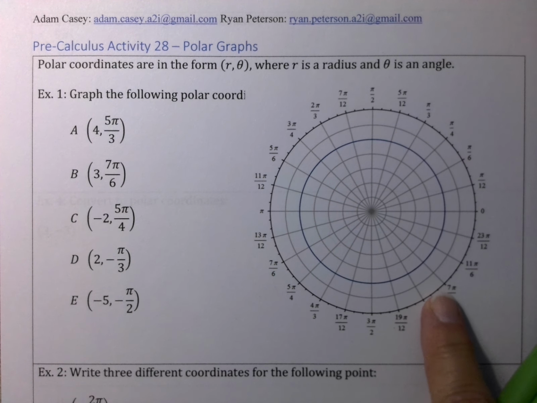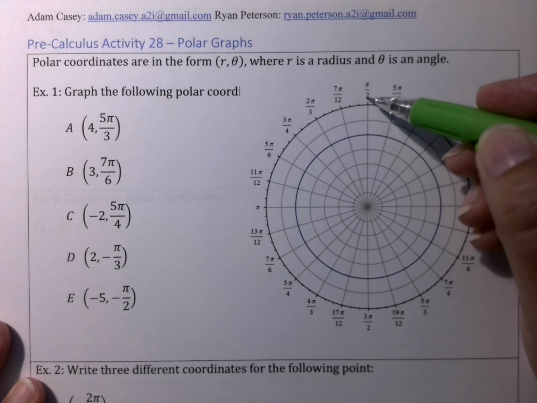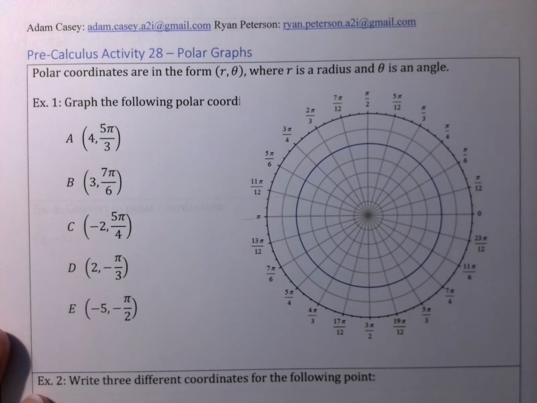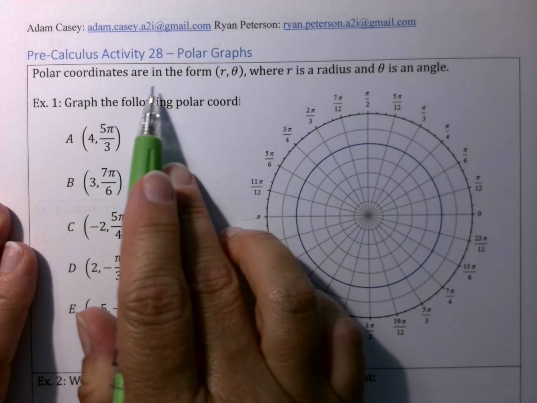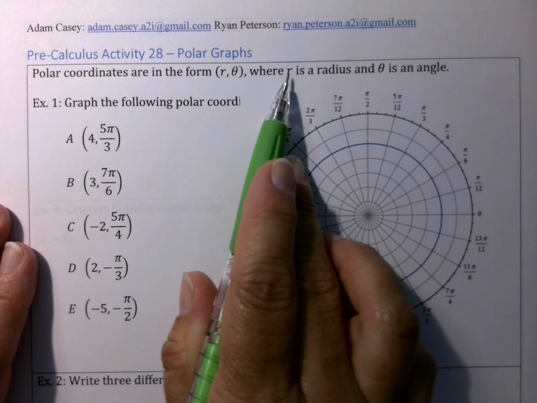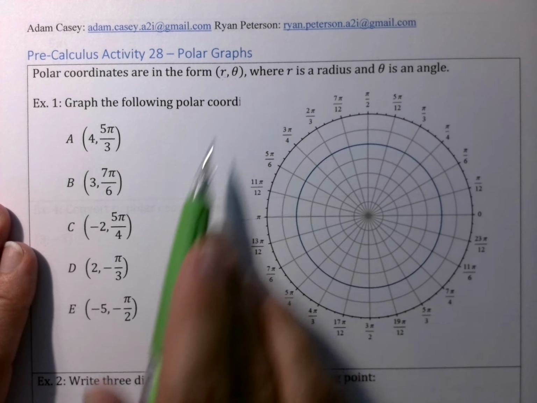So you can see here on example one, a polar grid. It looks a little bit different than our rectangular grid, but if you notice here, we've still got the XY axis in there. And so we're going to just plot these points. Polar coordinates come in the form (r, theta), where r is a radius and theta is an angle.